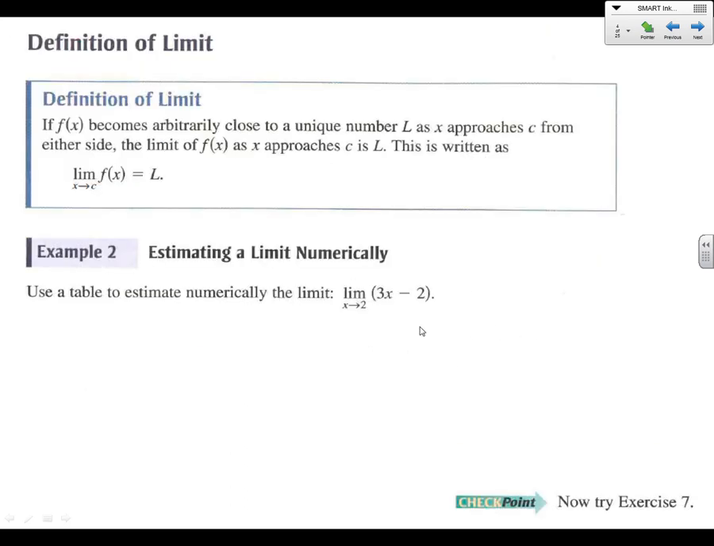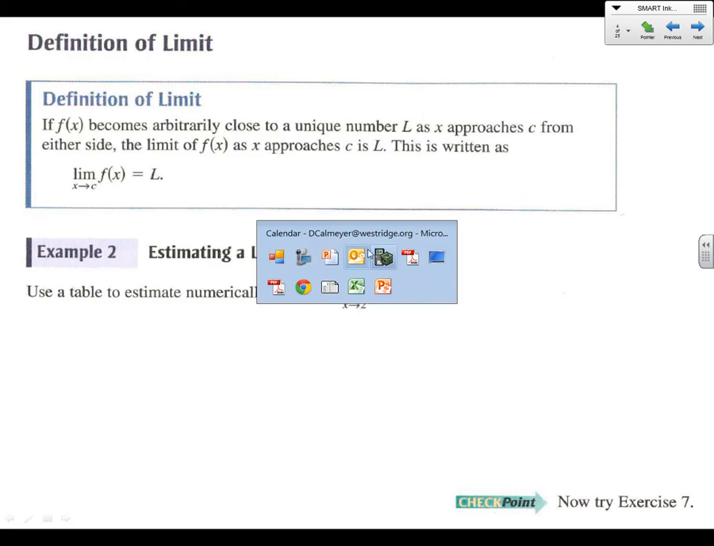Okay, estimating a limit numerically. We're going to go back to our graphing calculator. We're going to use a table to estimate the limit of 3x minus 2 as x is getting closer and closer to 2. That's how we read this: the limit of f of x as x approaches c. And we'll get some answer.